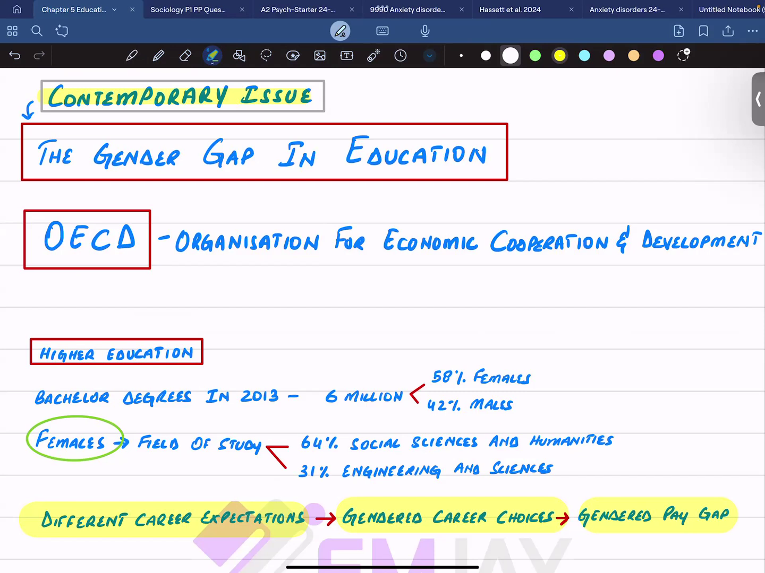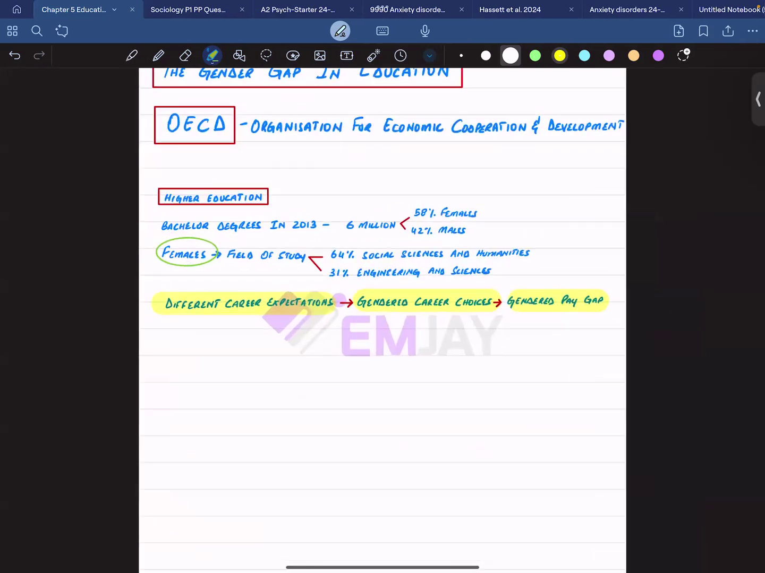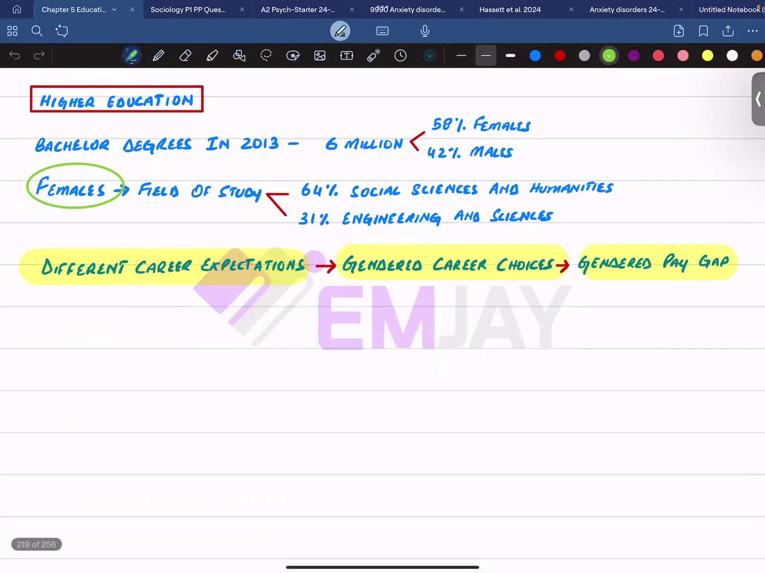Now, this is where this topic, gender, socialization, and education, comes to an end. Let me repeat, this is just the first subtopic, and there are three more to go.